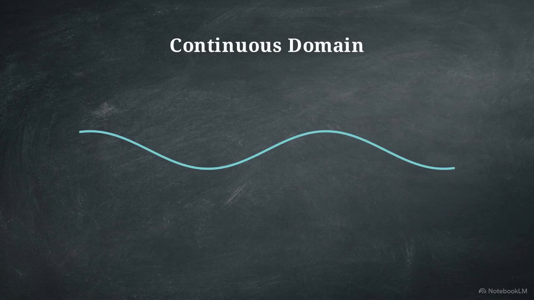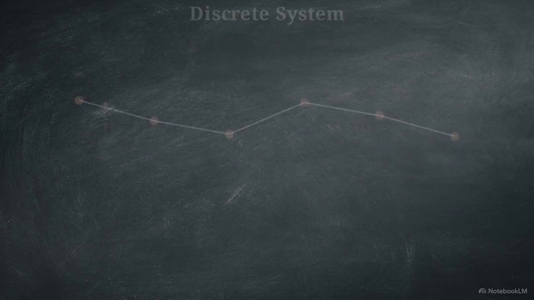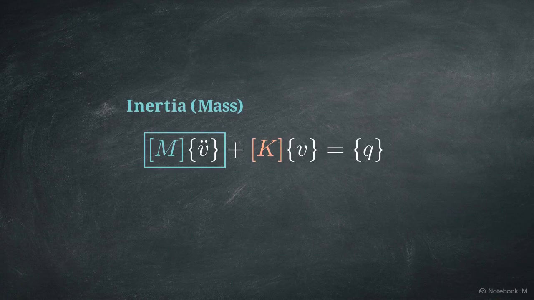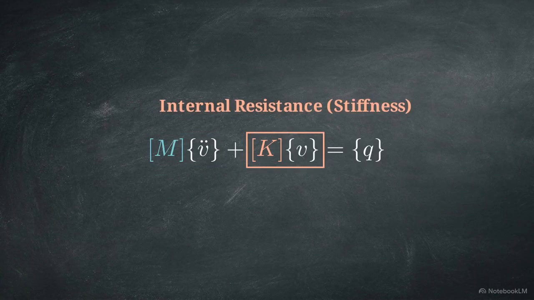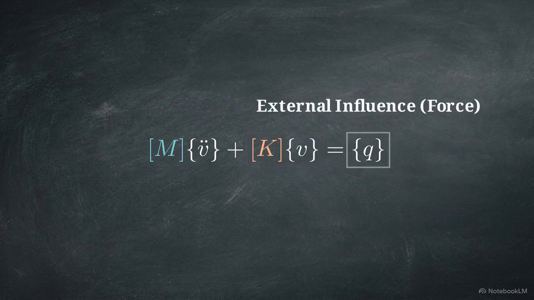To actually engineer structures, we have to perform a mathematical translation. We must convert this infinite continuous domain into a finite, discrete mathematical system. The destination for that translation is this discrete matrix equation. It breaks the physics down into three distinct arrays: a mass matrix multiplying nodal accelerations, a stiffness matrix multiplying nodal displacements, and a generalized force vector on the right side of the equal sign.